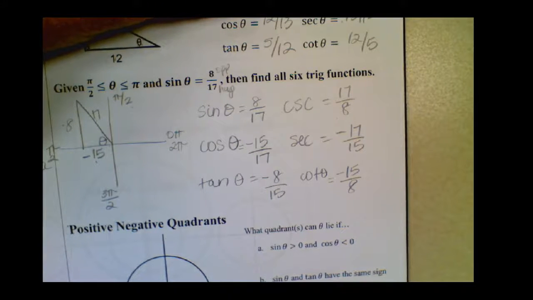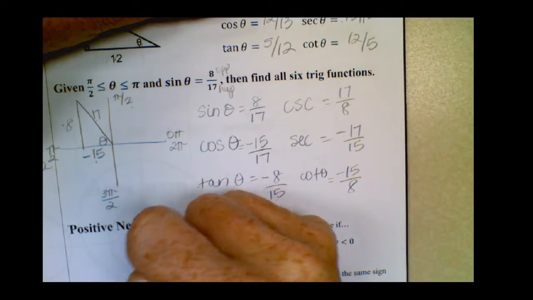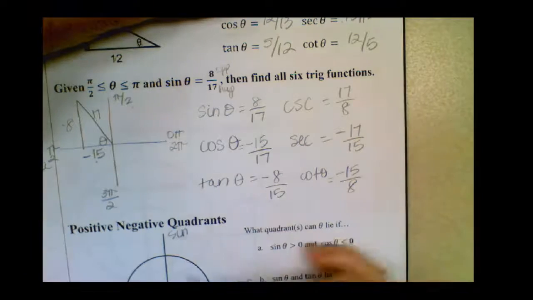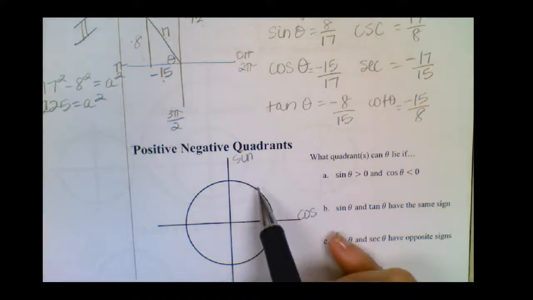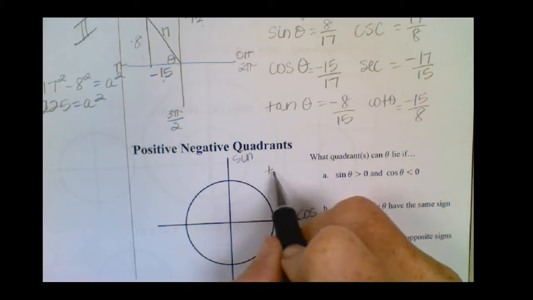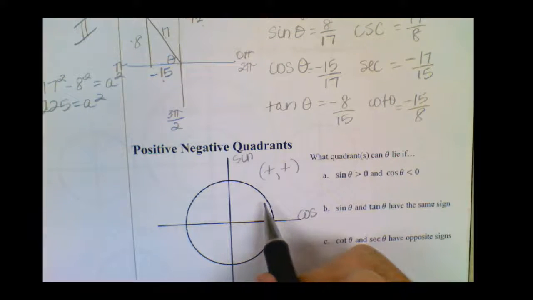So let's talk about those positive and negative quadrants, okay? I want you to start thinking about cosine and sine as x and y. You can always go back to x and y as your reference points if that is still confusing to you. So if I have a point in here, I know that they are positive, right, in the first quadrant.